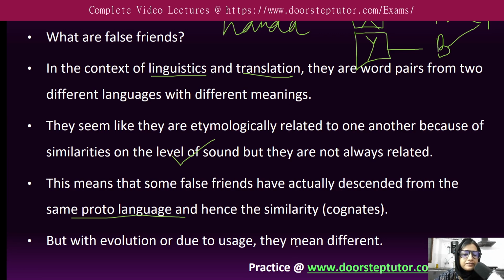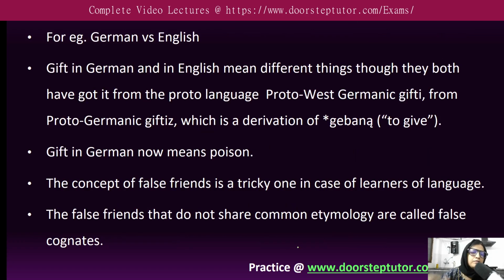Now, one reason for the difference of meaning may also be because of usage. Maybe the word X that you're using in the context of language A has a different way of being used, and the word Y that is used in language B has a different usage. Okay, so not just because of evolution, but also because of the difference of use, words start meaning differently. Okay, understood? Now let us further explore something more about the false friends.